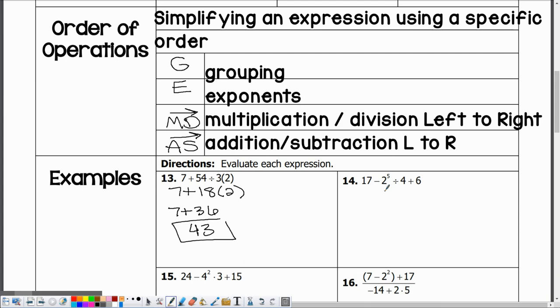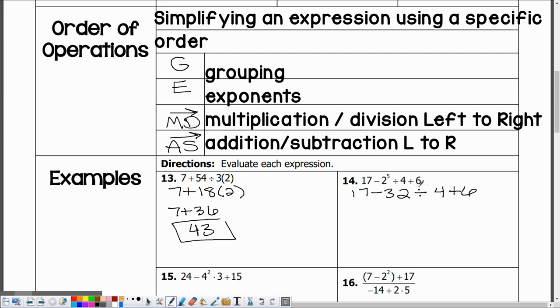For number 14, what we're going to do is we're going to head and start with the exponent because there are no grouping symbols here. So 2 times 2 times 2 times 2 times 2 gives me 32. Remember, it's not 2 times 5. It is 2 times itself for a total of 5 times. So 2 times 2 times 2 times 2 times 2. So I'm going to go ahead and bring down 17. Bring down the minus. 2 to the 5th power is 32 divided by 4 plus 6.